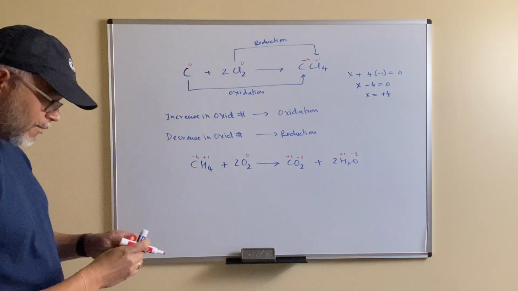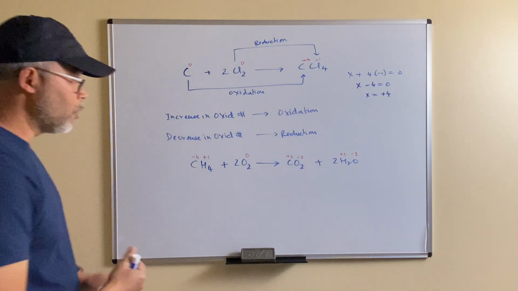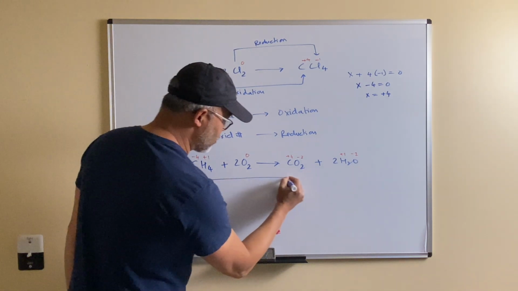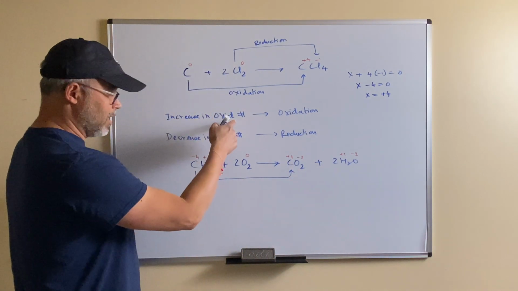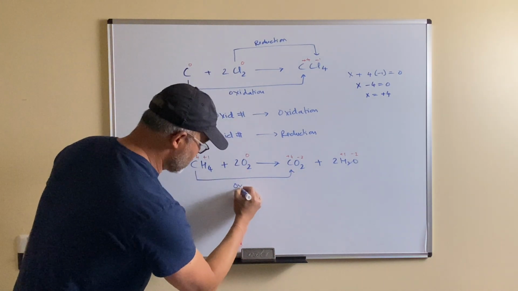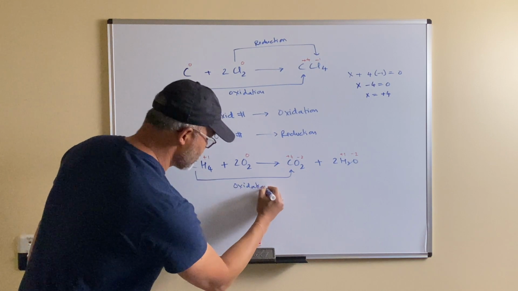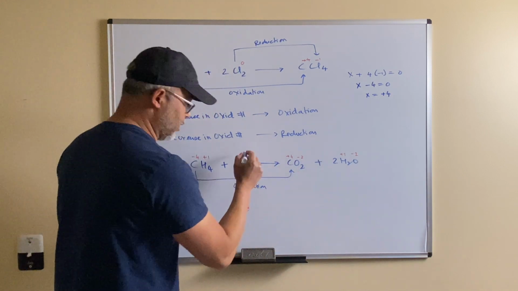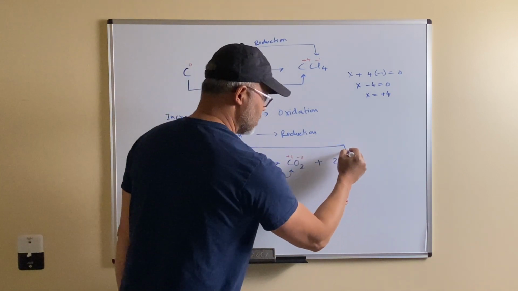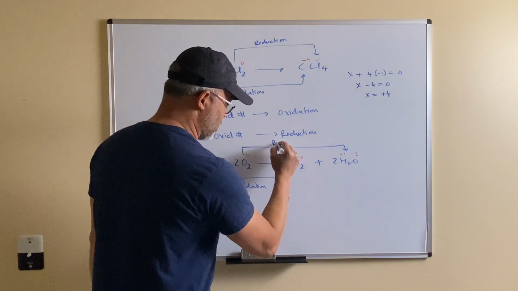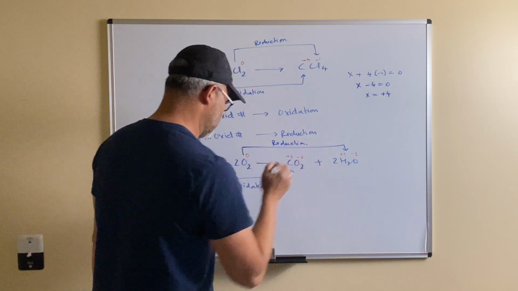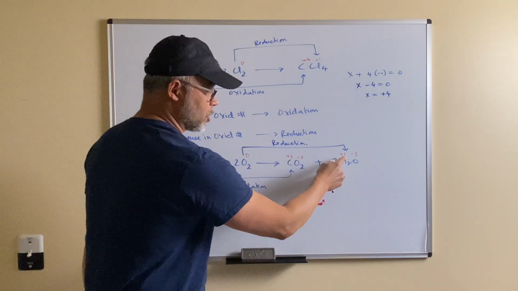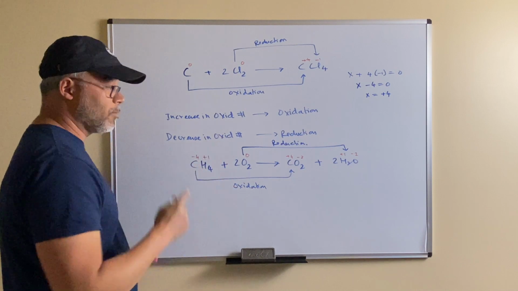Once we have that, let's figure out where is the oxidation and where is the reduction. Clearly carbon is going from -4 to +4, so that's an increase in oxidation number. Therefore there is the oxidation. And oxygen is going from 0 to -2. That's a decrease in oxidation number, so that's my reduction. Notice carefully, the hydrogen is not changing. See, +1 and +1. So nothing's happening to the hydrogen, so don't worry about the hydrogen.